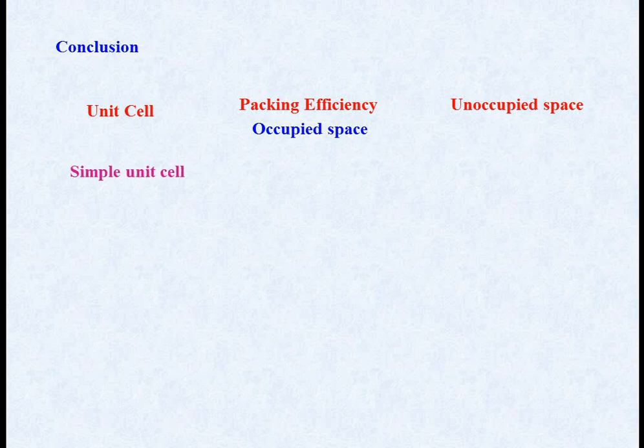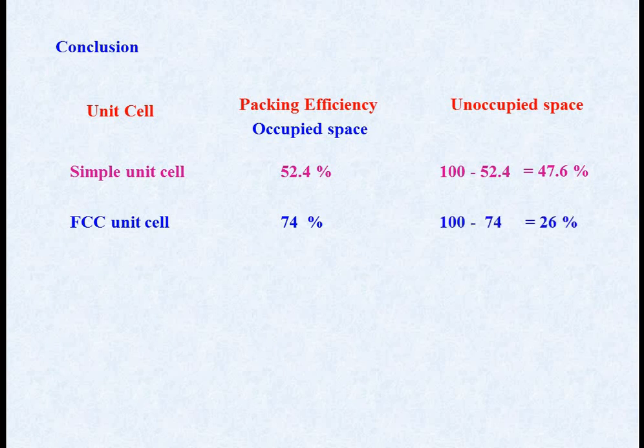In the simple unit cell, the packing efficiency is 52.4%, that is, the occupied space is 52.4%. So the unoccupied space will be 100 minus 52.4, that is 47.6%. In the FCC unit cell, the occupied space is 74%. So the unoccupied space will be 100 minus 74, which is 26%. In the BCC unit cell, the occupied space, that is the packing efficiency, is 68%. So the unoccupied space is 100 minus 68, which is 32%.